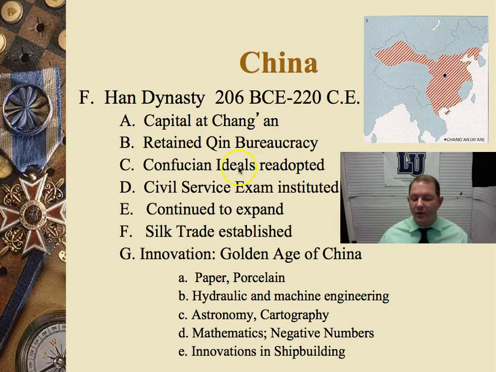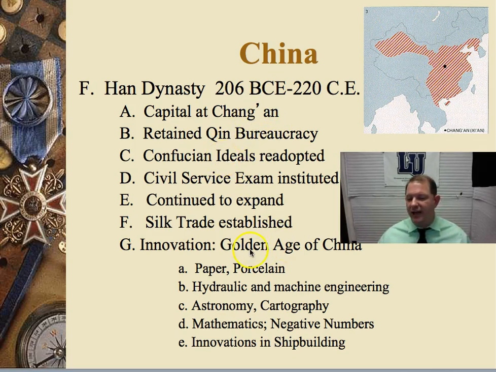Just to finish the door, or shut the door, on the Han Dynasty, we call it the Golden Age of China. We have some technological innovation. We have the invention of paper, the invention of block type printing, the invention of porcelain, hydraulic machinery. We have innovations in mathematics, the use of negative numbers, innovations in shipbuilding, as well as more of a focus on astronomy and map making.